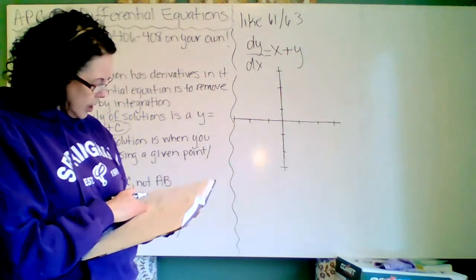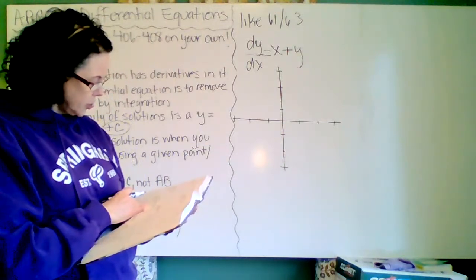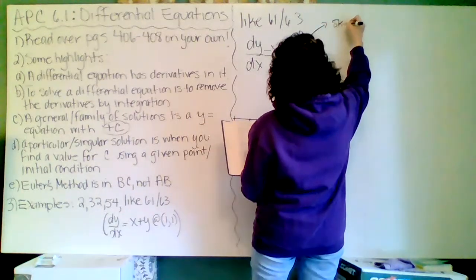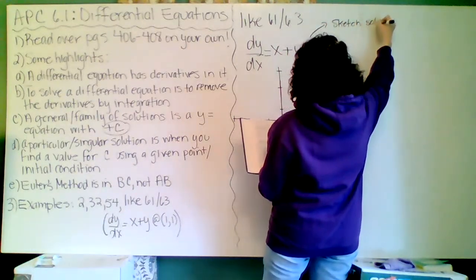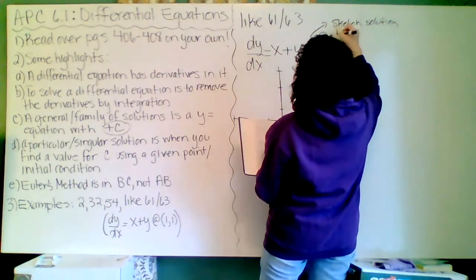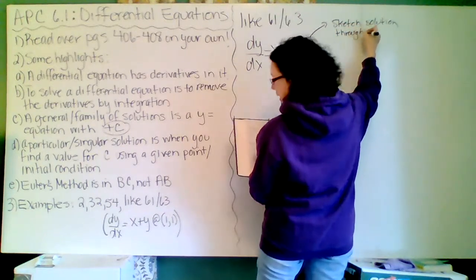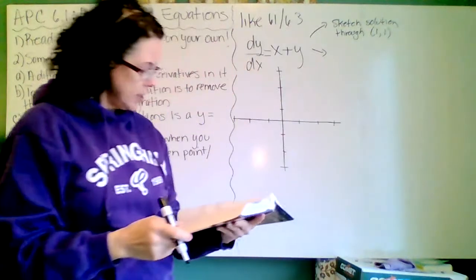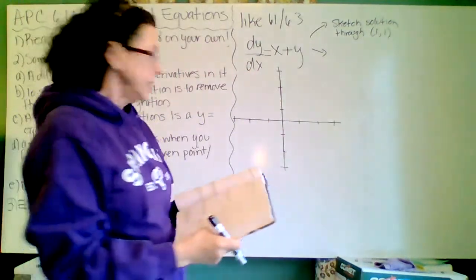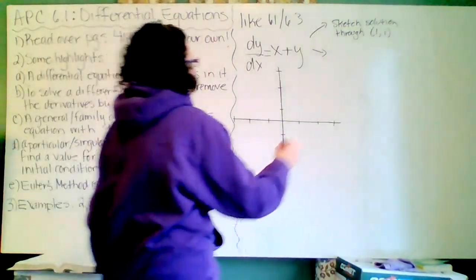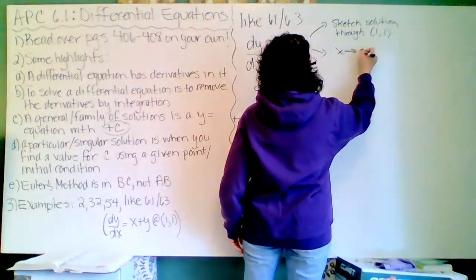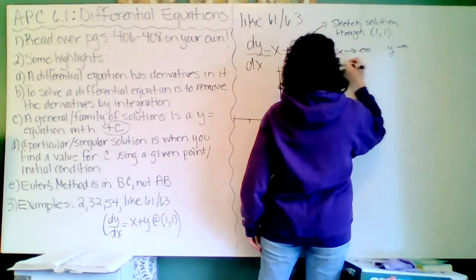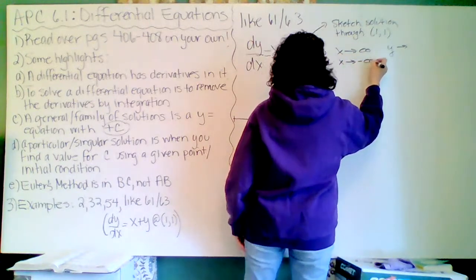Then they want to know, use the slope field to sketch a solution through the given point. So slope field and then sketch a solution through a given point, and mine's going to be 1, 1. Okay, and they also want to know what's happening on the ends, the left end and right end. So they want to know as x approaches infinity, that's to the right, what we believe is happening, and as x approaches negative infinity.